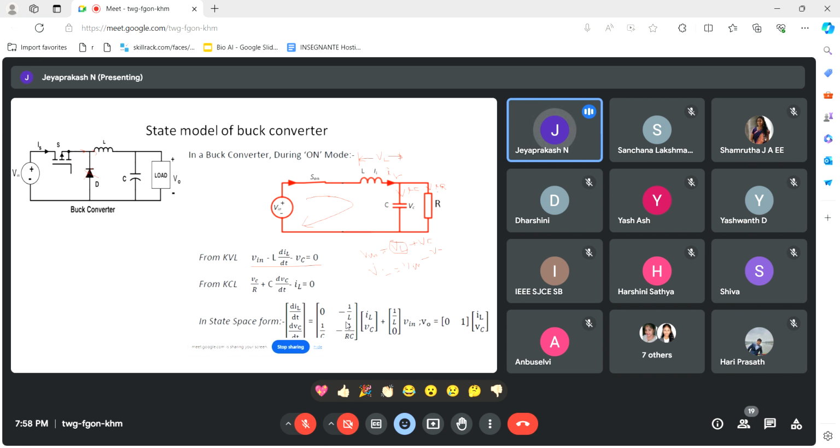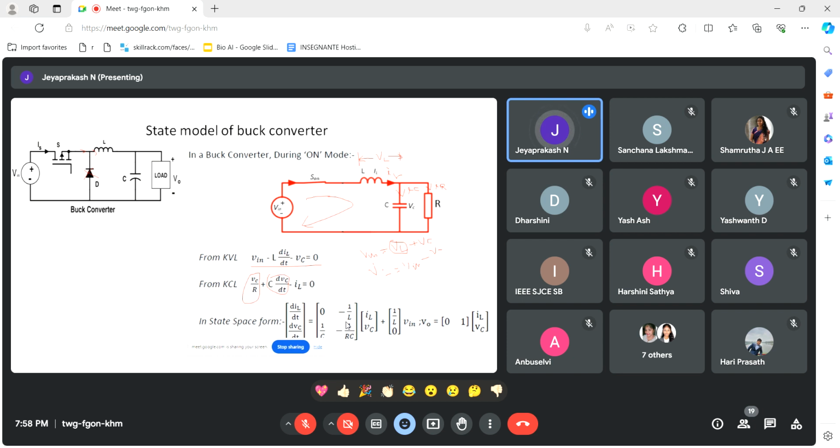So the current through the resistor, IR, is equal to Vout divided by R. The Vout is nothing but the voltage across the capacitor. This part is the current through the capacitor, and IL is the current flowing through the inductor. So now from these two equations we are going to write the state matrix.